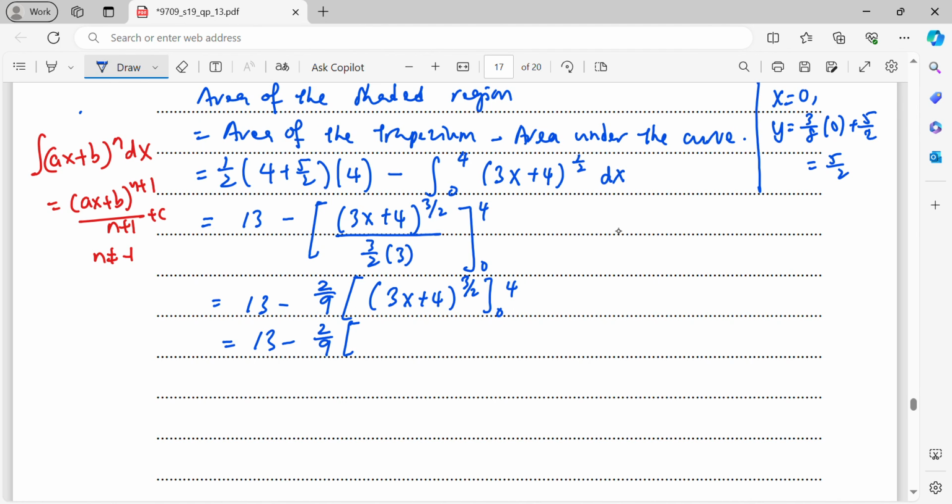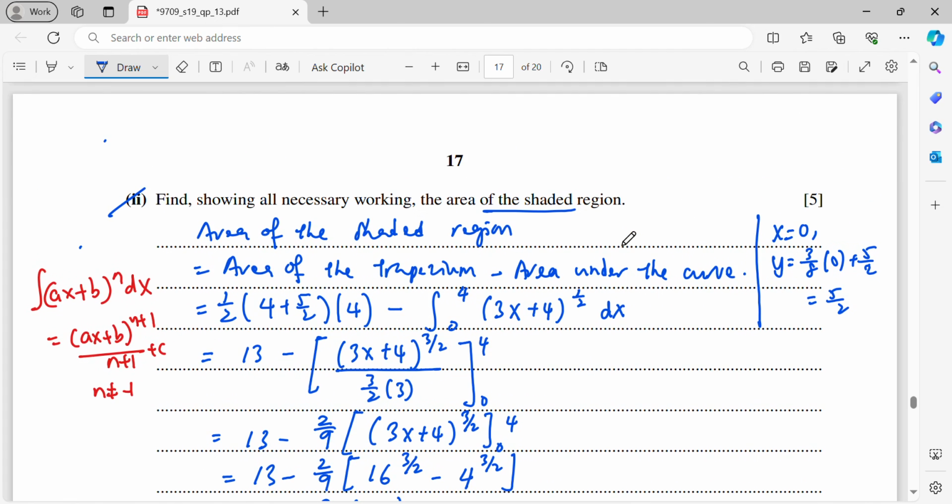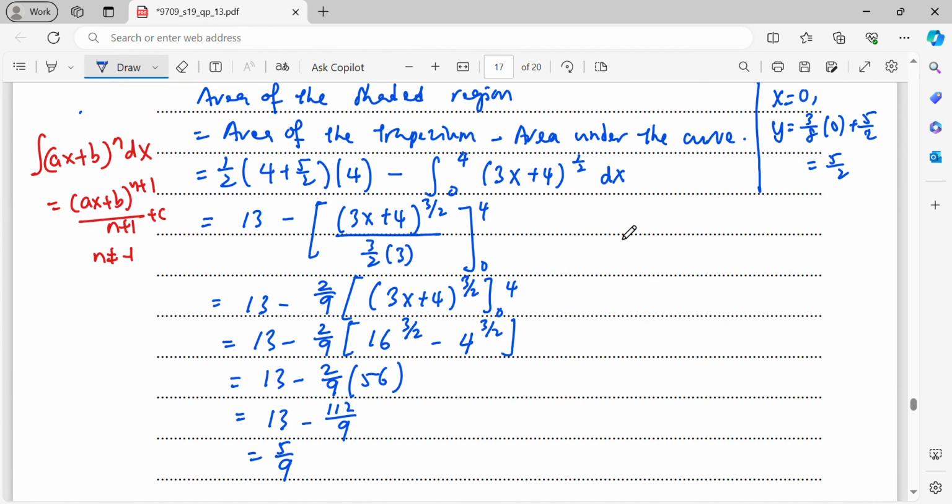When you replace the x by 4, 3 times 4 is 12, 12 plus 4 is 16. Minus, when x is 0, it will be 4 to the power of 3 over 2. So this is going to be 13 minus 2 over 9. The whole bracket is 56. Then you will be getting 13 minus 112 over 9. And at last, the answer is 5 over 9. Okay, so that is your area of the shaded region.